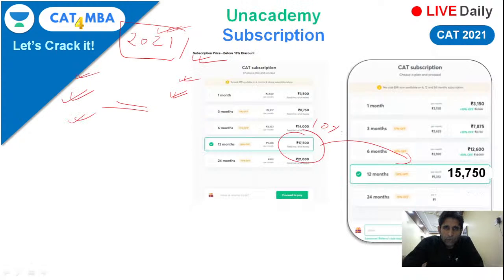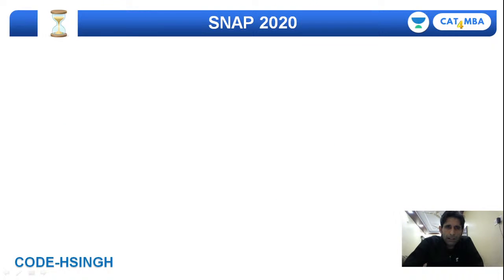Okay, so now before I start, let me tell you two or three things which are very important for those of you who are planning for SNAP 2020. See, as we have discussed yesterday, there are two things that we are targeting. One is grammar and the other is vocabulary. So one is the strategy for vocab and the other is the strategy for grammar.